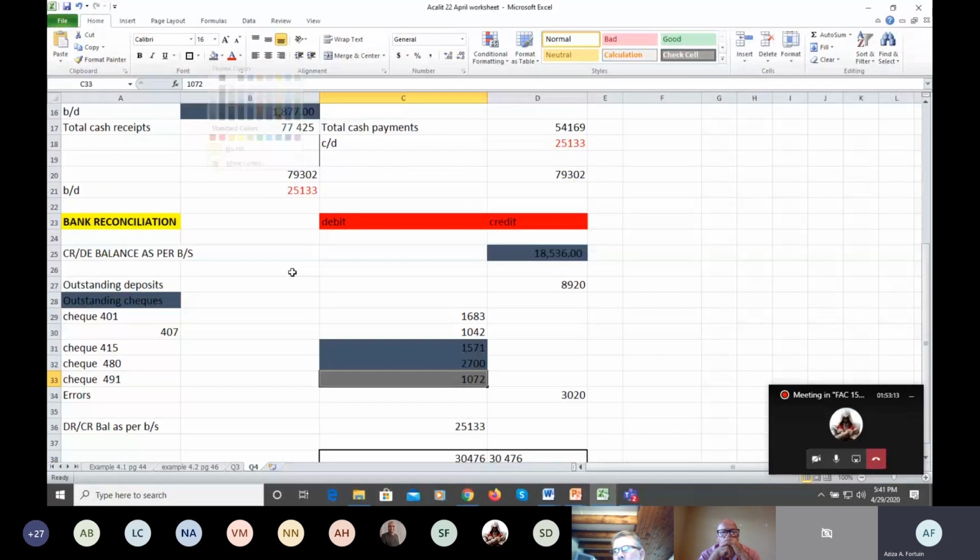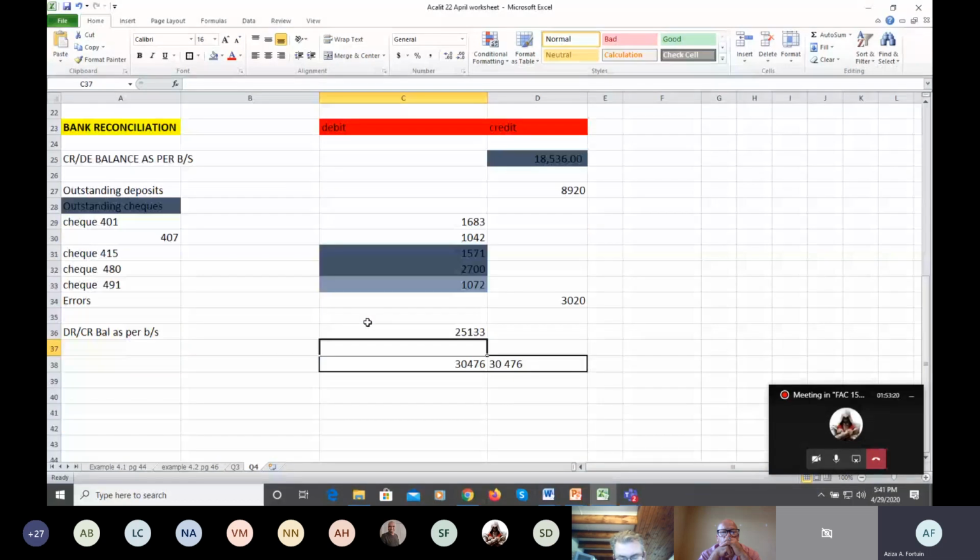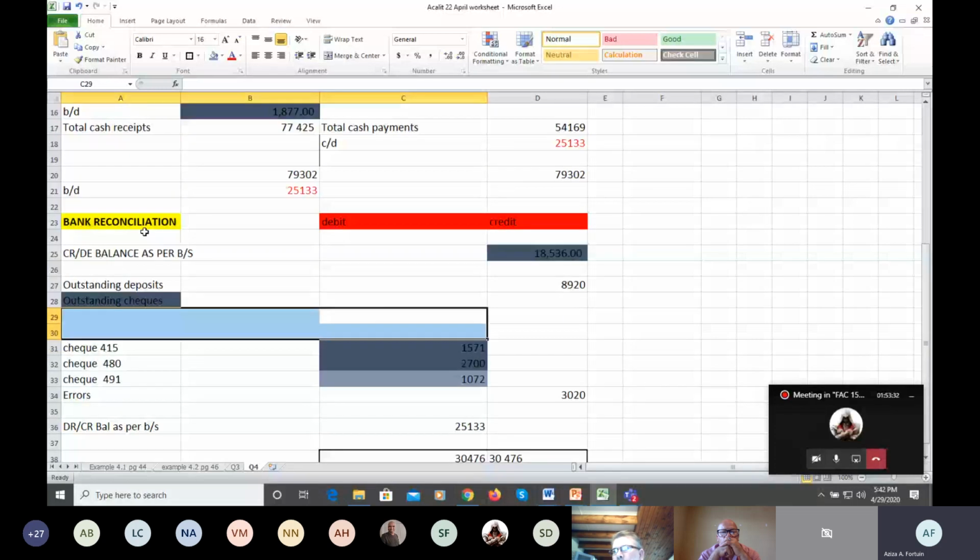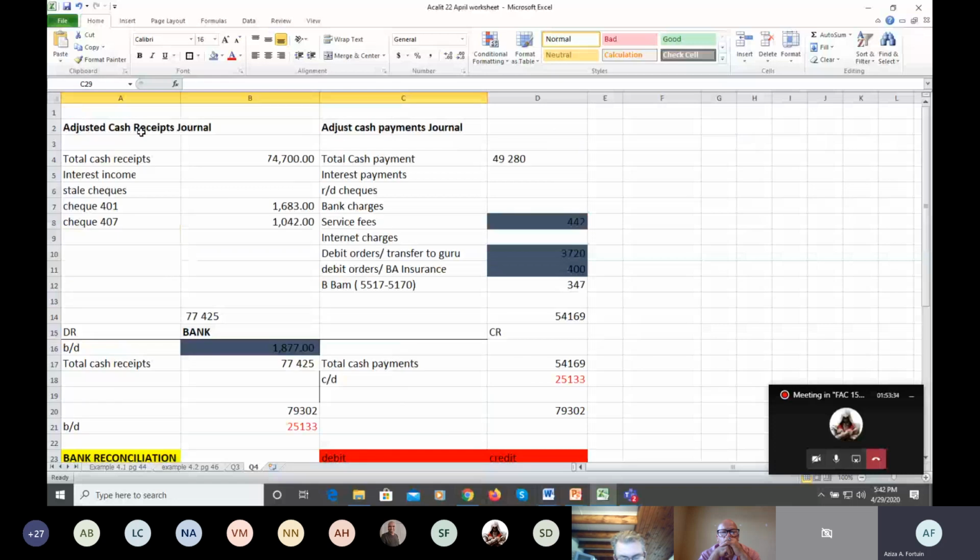But then the footnote says that check 401 was issued to T. Duncan, a client, during September. The checks are stale, right? So now I'm going to remove it from here, just delete it, and put it in my adjusted cash receipts journal because it's a stale check. They have to go back into my receipts. They don't always tell you that it's stale. Sometimes they give you a check dated six months old, so you must calculate that it is stale.